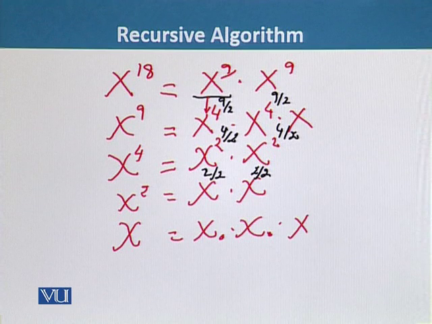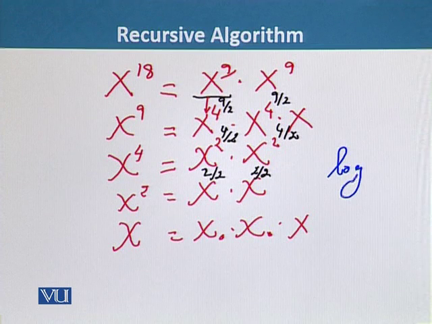So what we have achieved is that we have reduced the time complexity from being proportional to n to being proportional to log n base 2. We have got this one, log n base 2.